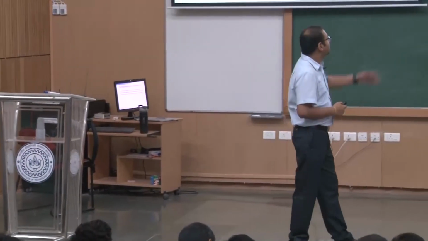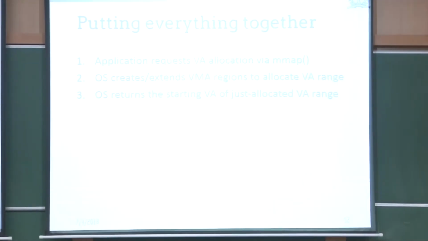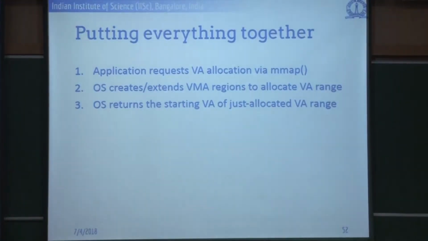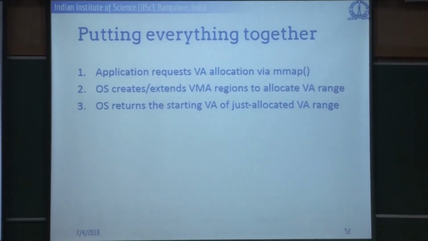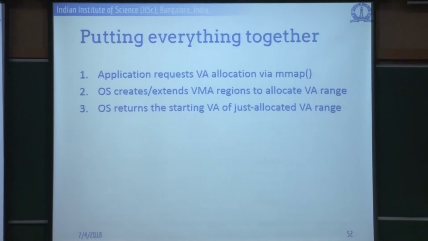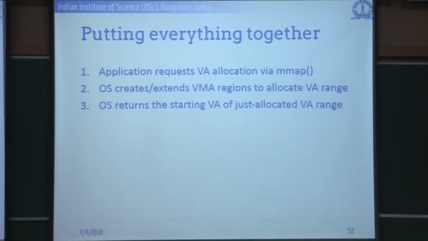So what would happen? The virtual address will get allocated, which means that the operating system will note down in its own data structure, the VMA regions, that the virtual address region is allocated, and it will return the starting address of the just allocated virtual address region. That's what the pointer is essentially: the starting address of that virtual address region.